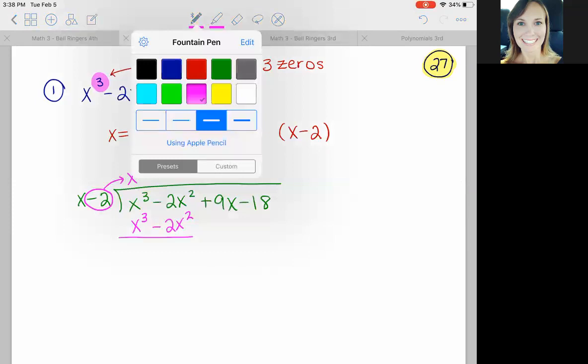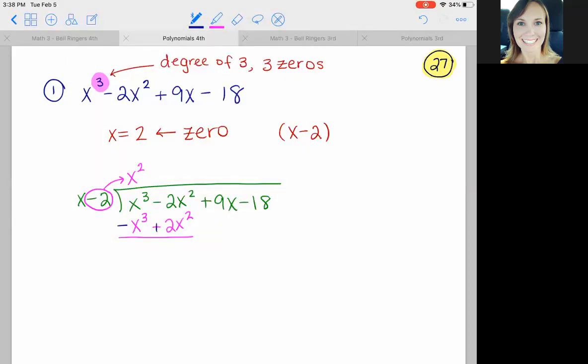And then don't forget to change your signs because you have to subtract. And then when we subtract, this goes away. First term goes away. And in this one, the second one actually goes away also. So I don't have any x squareds. A negative 2 plus a 2 is 0. And then I can pull down my 9x and pull down negative 18.